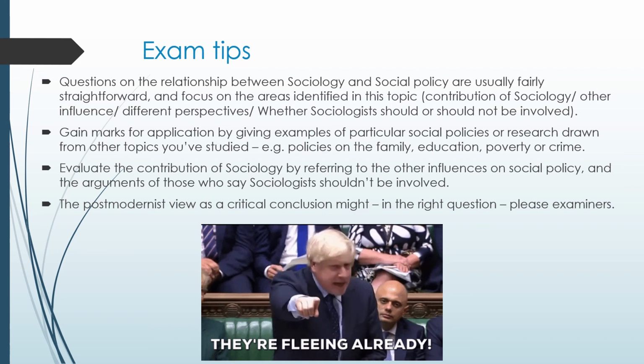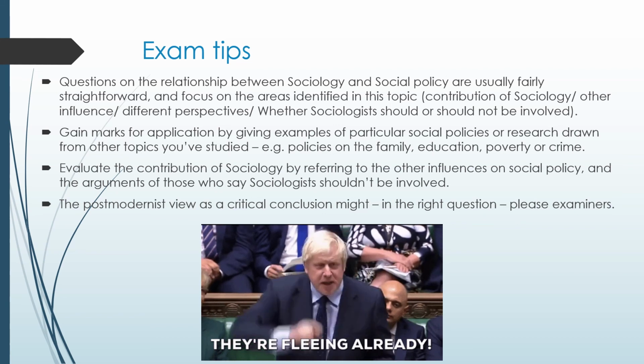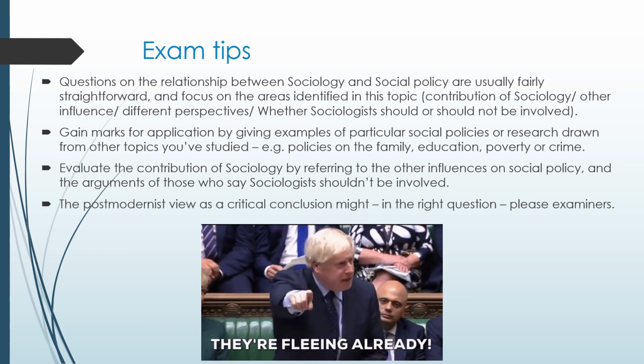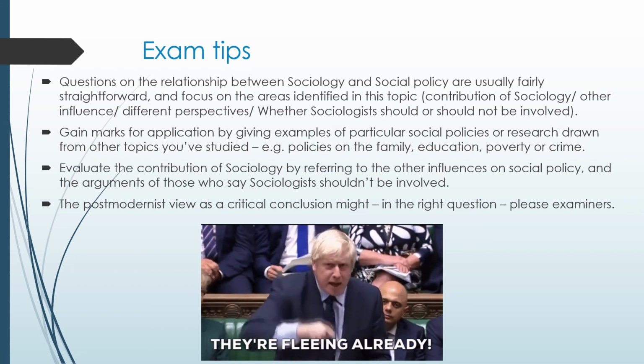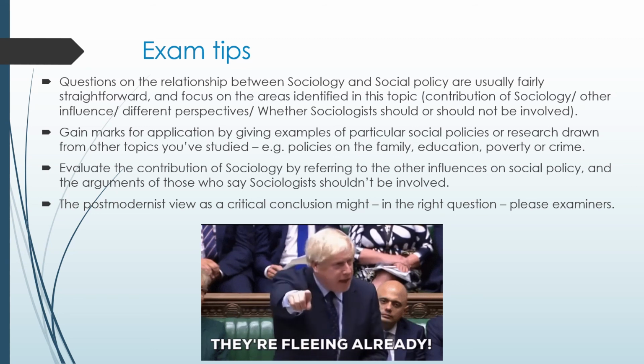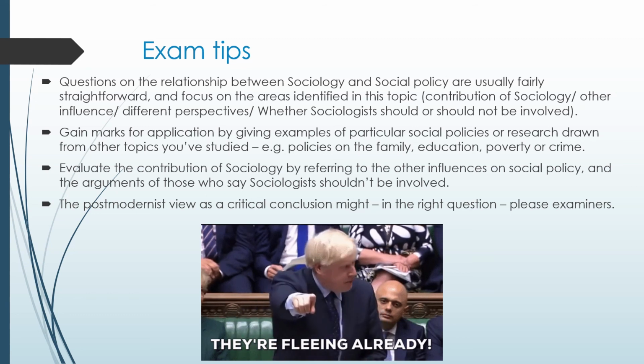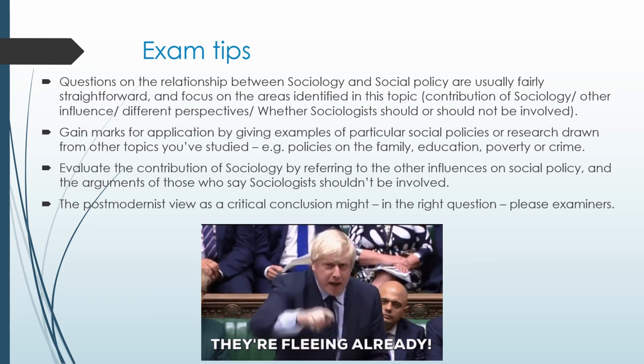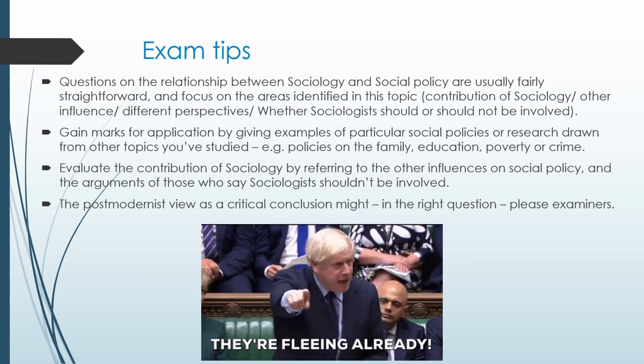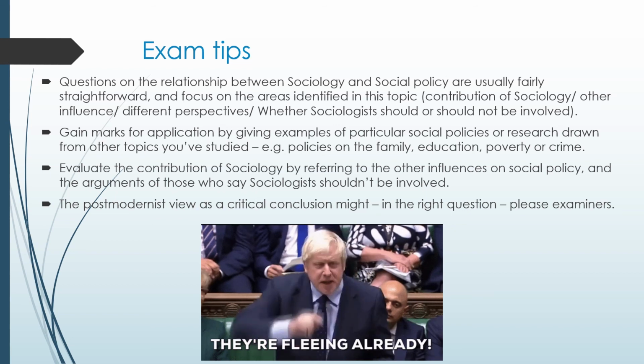As some exam tips, questions on the relationship between social policy and sociology are fairly straightforward. I think in most questions, they kind of ask you to identify the contribution of sociology, the influence, different perspectives, views on policy, or whether sociology should or should not be involved. They're fairly fixed topic areas. To gain marks, you need to give examples of a particular policy, draw on research from other topics you've studied, like family, education, poverty, crime.